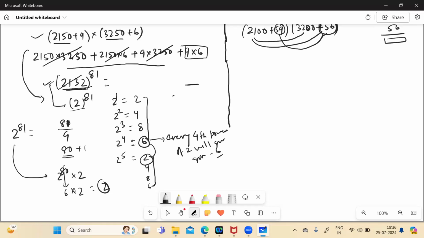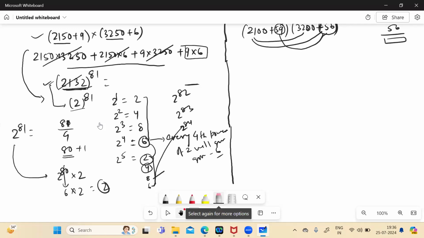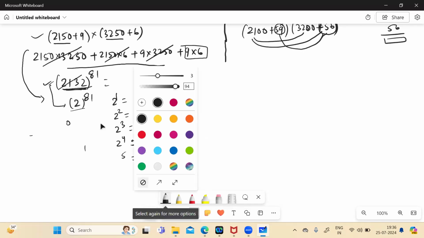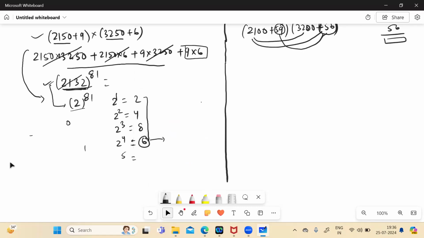Similarly, 2 to the power 82 would have given you 4 as unit digit, 2 to the power 83, 8. Then 2 to the power 84, which is divisible by 4, will give you 6 again. So this is how you get the pattern of unit digits for any power of a number. Like 2, you can develop the cyclicity of all the other digits. We have 10 digits as options for our last digit, so we will have the cyclicity of all those 10 digits by checking.